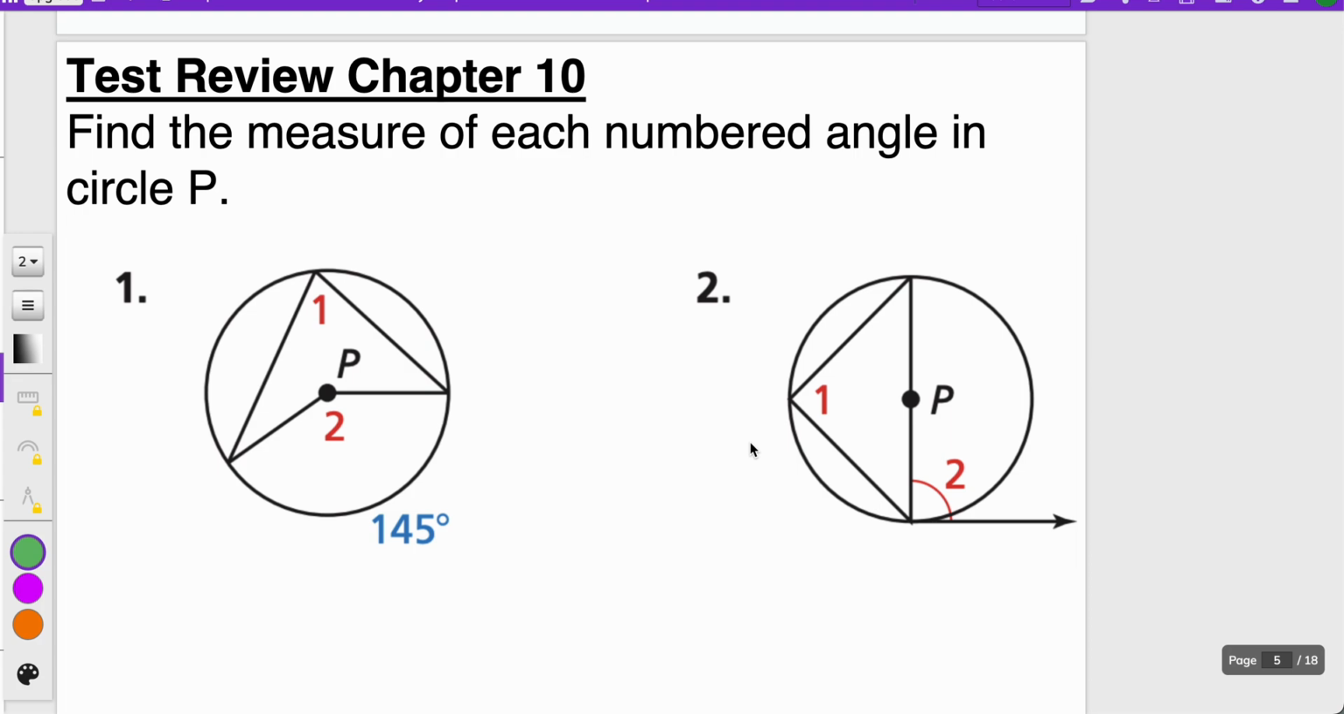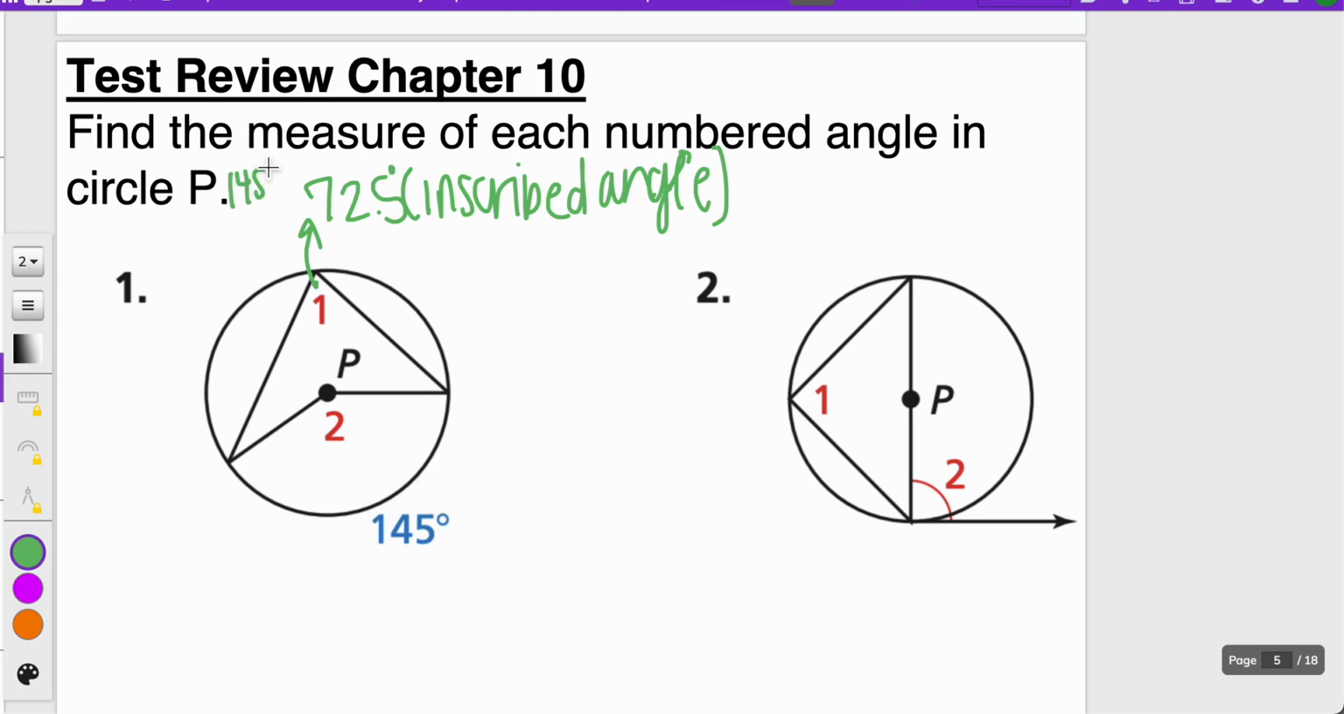So for numbers 1 and 2, we're going to find the measure of each numbered angle in circle P. For number 1, angle number 1 is going to be 72.5 because it's an inscribed angle. So when it's on that angle edge, it's going to be exactly half of 145. So we just did 145 divided by 2, okay? But then angle 2 is going to be 145 because it's a center angle.